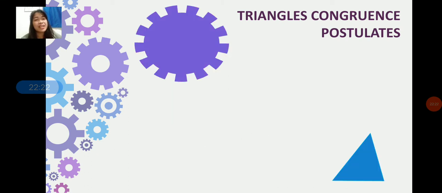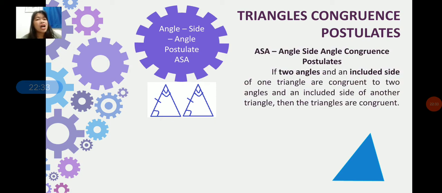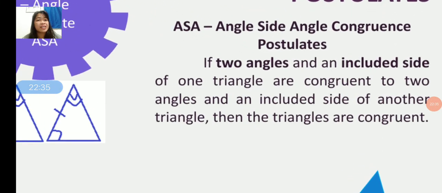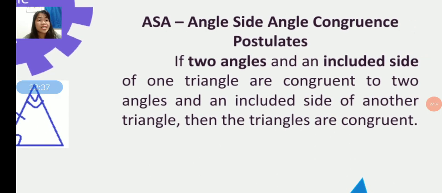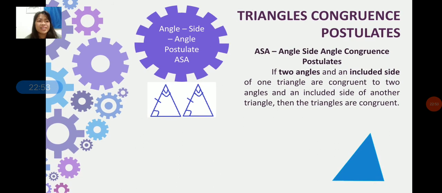Now let us have the last one. Angle Side Angle postulate. So that would be the symbol for Angle Side Angle postulate. Now what is the Angle Side Angle postulate? It states that if two angles and an included side of one triangle are congruent to two angles and the included side of another triangle, then those triangles are congruent. Now let us prove why.